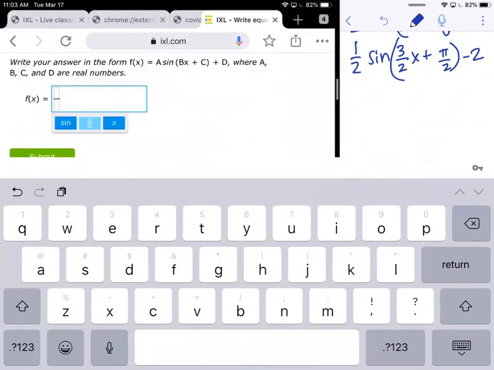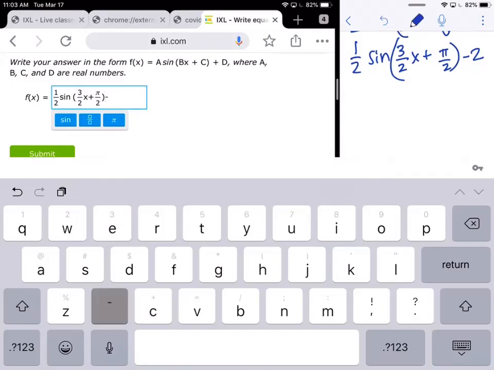We have 1/2 sine 3/2x plus pi over 2 minus 2.